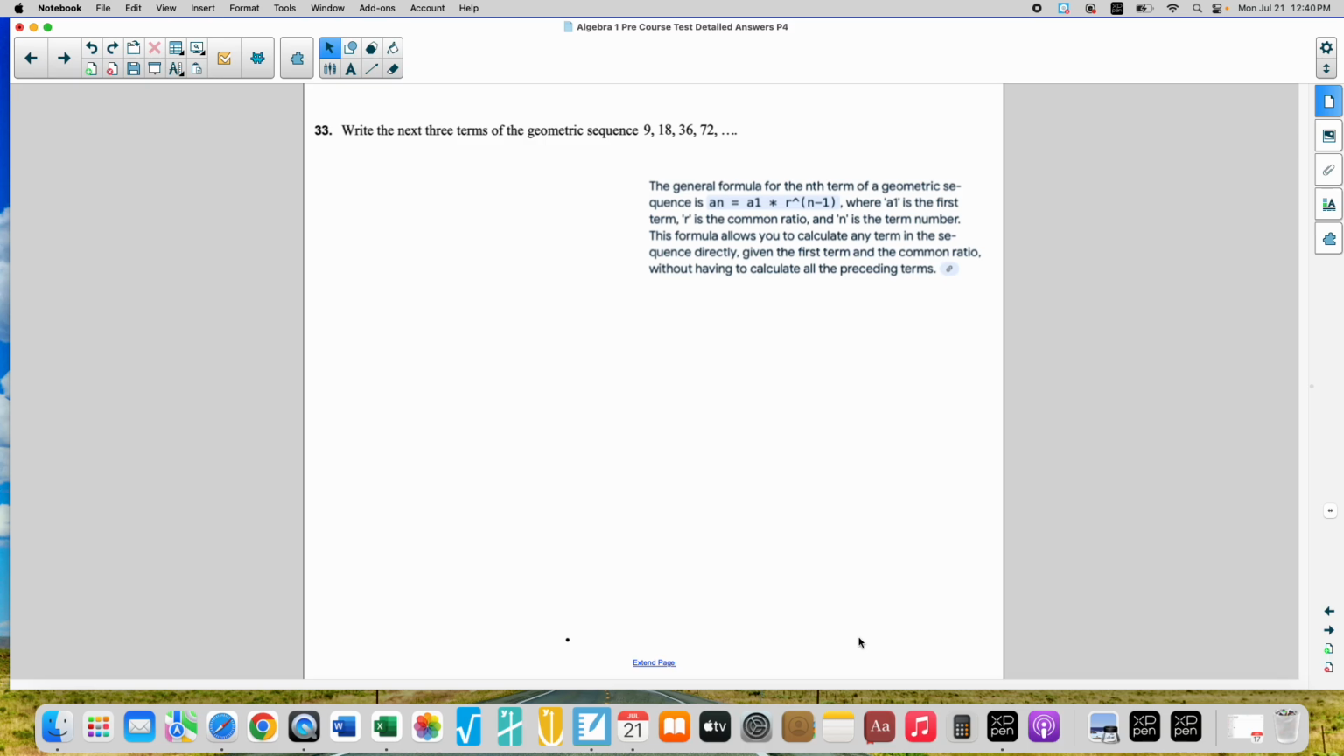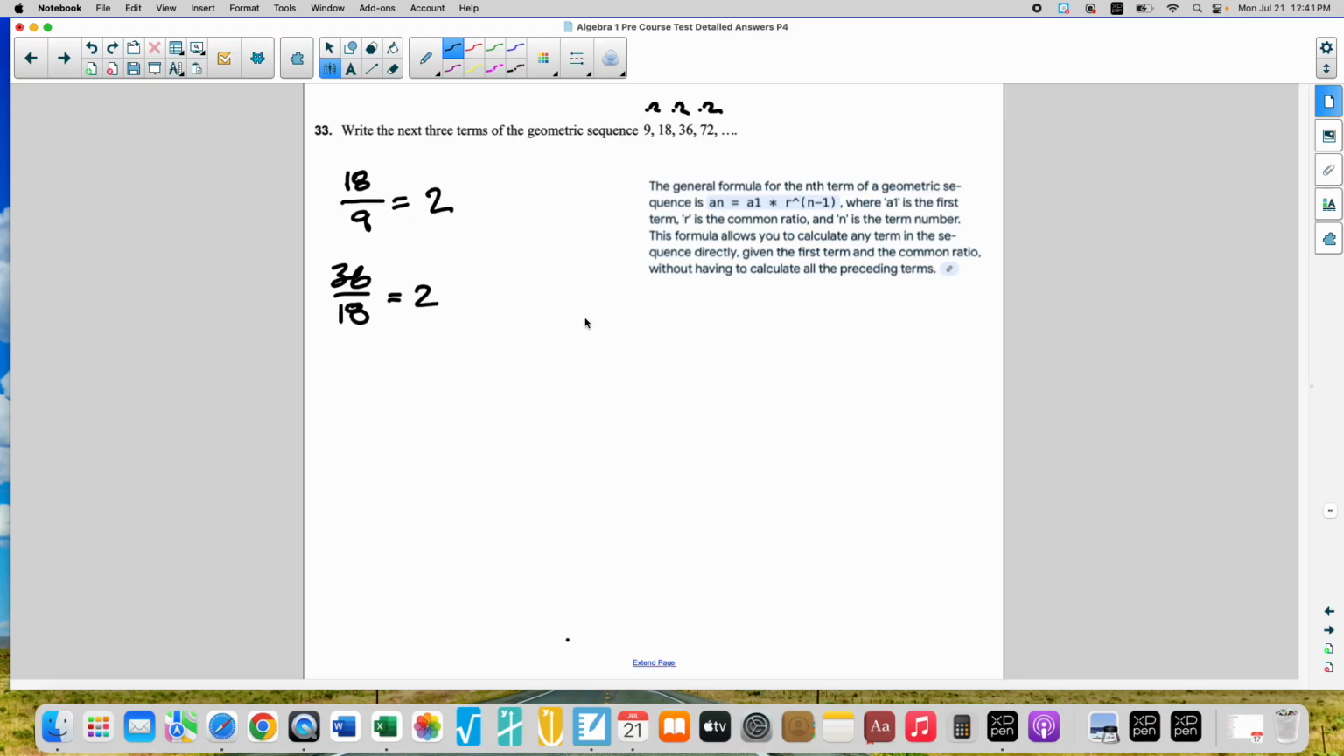Okay, so if we do 18 divided by 9, divided by its preceding term, that gives you 2. And 36 divided by 18 equals 2. So my r is going to be 2. Write the next 3 terms of the geometric sequence. So we're multiplying by 2, multiplying by 2, multiplying by 2. So we would just multiply those by 2.